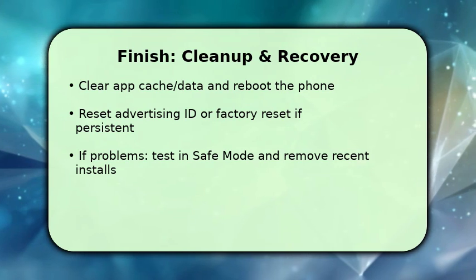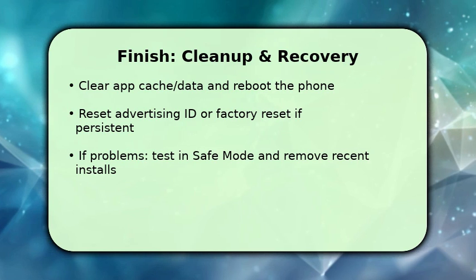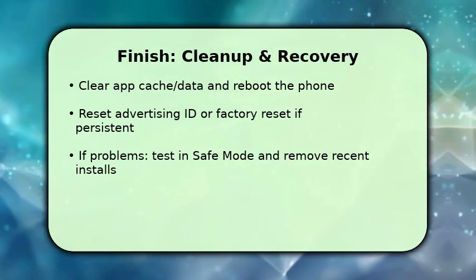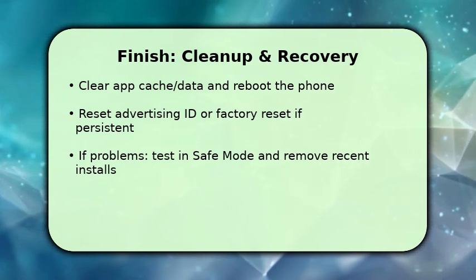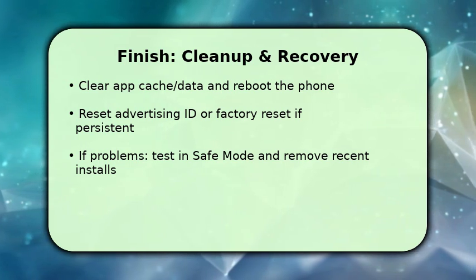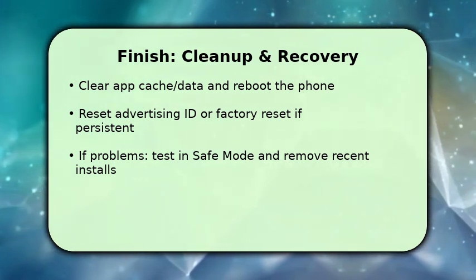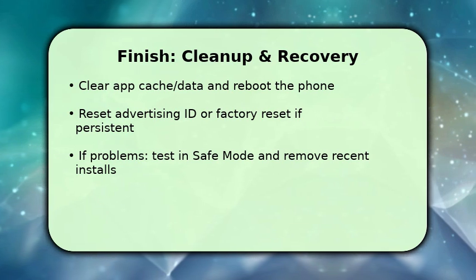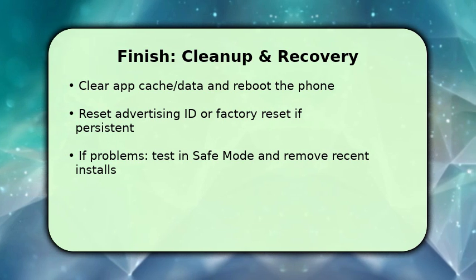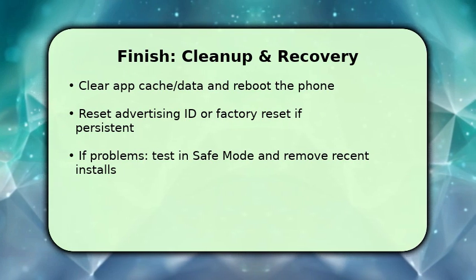You finish by cleaning residual ad artifacts and verifying results. Clear cache and data for offending apps, reboot and confirm fewer ads appear. If problems persist, reset the advertising ID again or, as a last resort, backup data and factory reset to remove stealth adware. Make sure to reinstall only trusted apps and enable the ad-blocking DNS/VPN. If ads still return, boot into safe mode to isolate a malicious app. Remove any recent installs and retest to fix the issue.